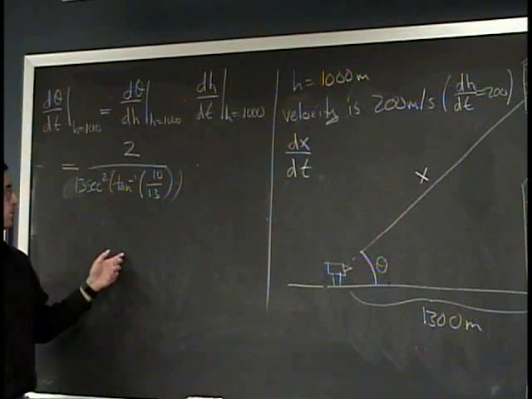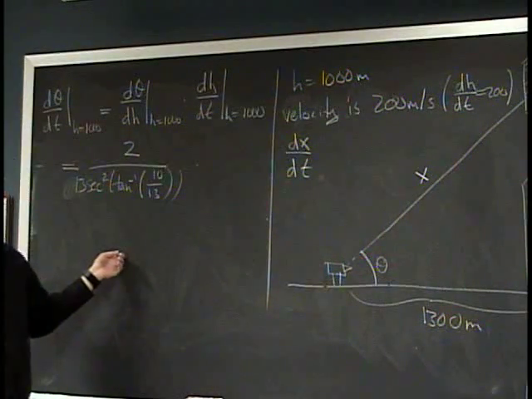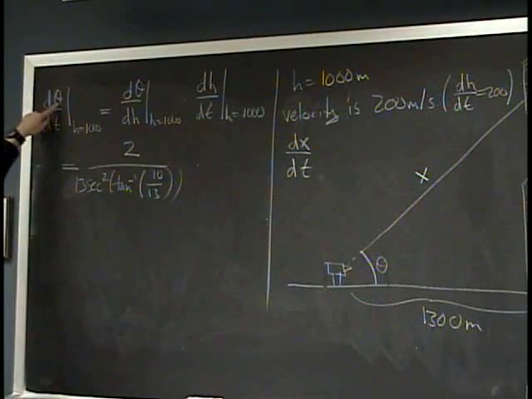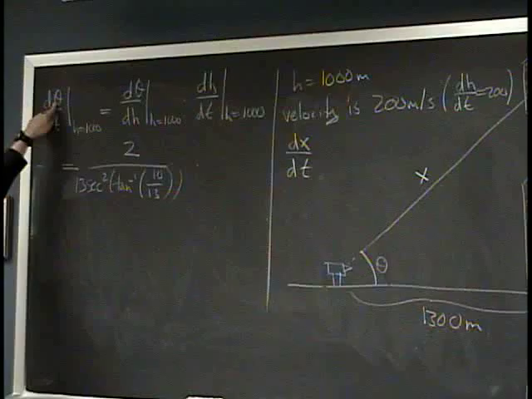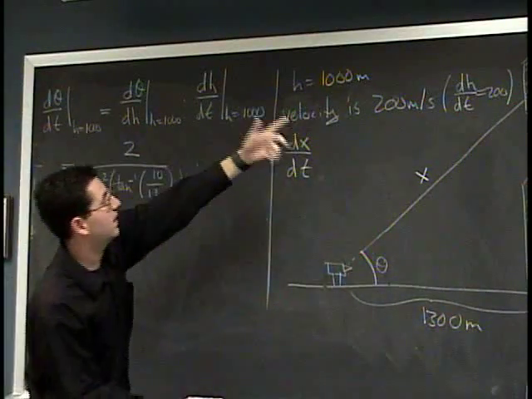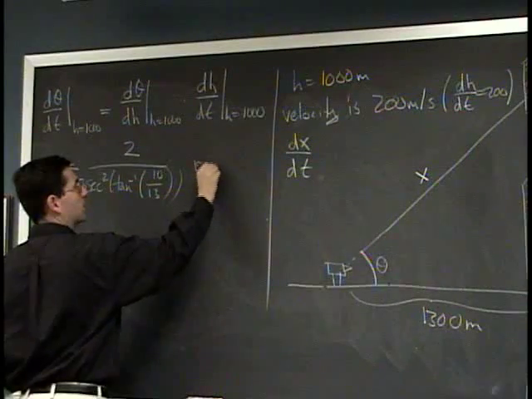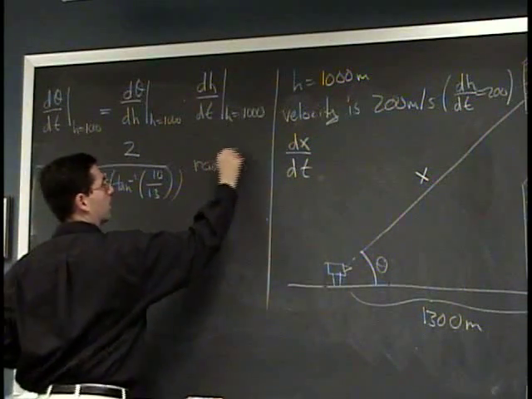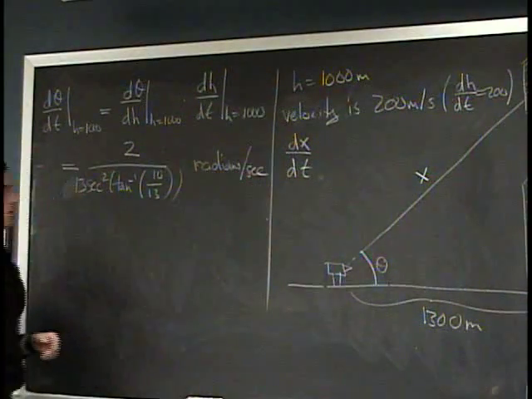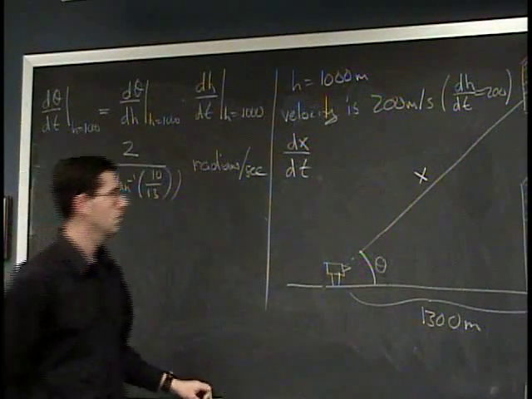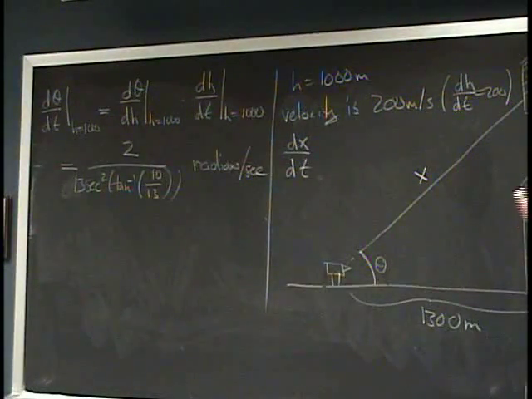The units, oh, the units, of course. We want the units, right? So, of course, this is given in radians per second. So this is radians per, what are we in, second? That's the change in the angle. All right, any questions?